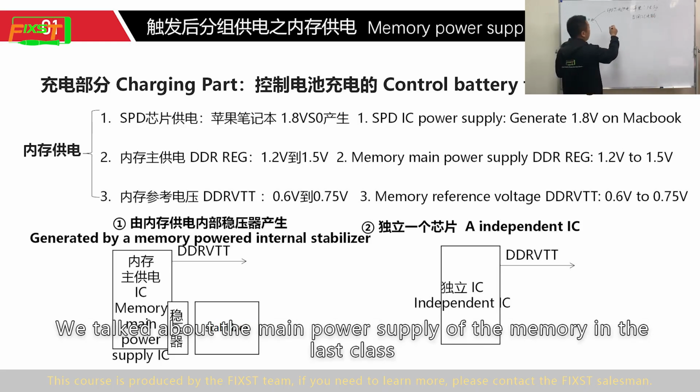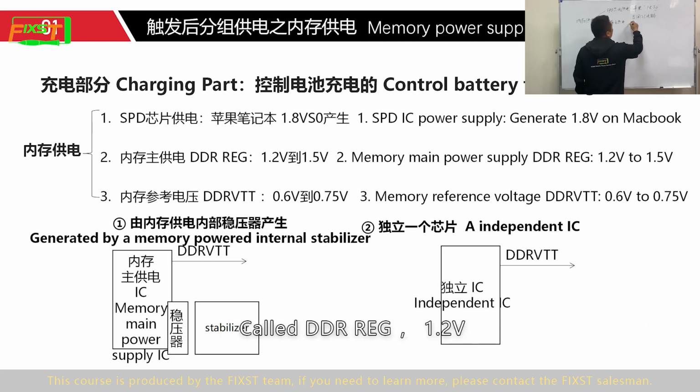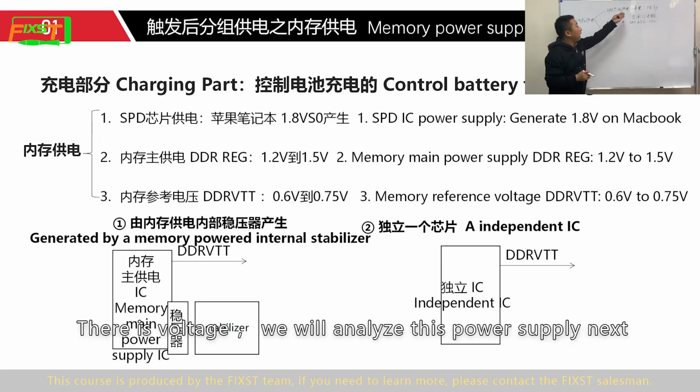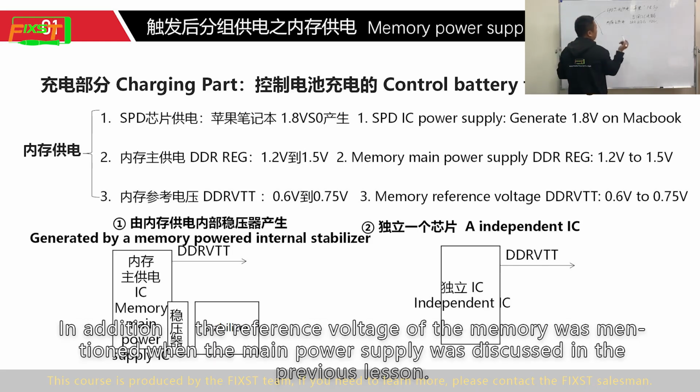We talked about the main power supply of the memory in the last class. Core DDR REG 1.2 volt. This is what we talked about in the last class. There is voltage. We will analyze the power supply next. In addition, the reference voltage of the memory was mentioned when the main power supply was discussed in the previous lesson.